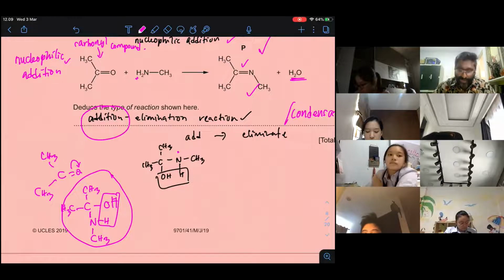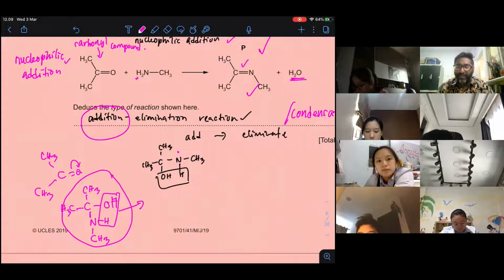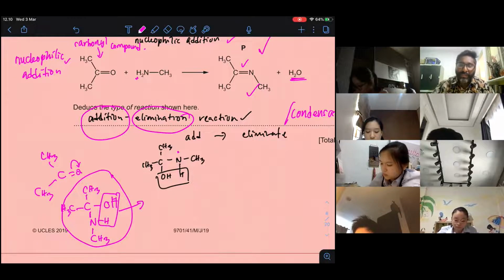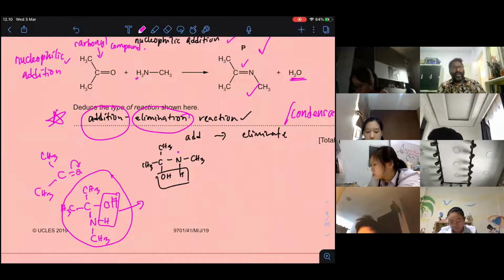And the last one, when I'm trying to remove, rather than saying it's going to be condensation, you can just put it as elimination. So there is a type of reaction that you need to know, which is the addition elimination reaction. Very rare they ask, but when they ask, they really want to test on this term, addition elimination reaction.